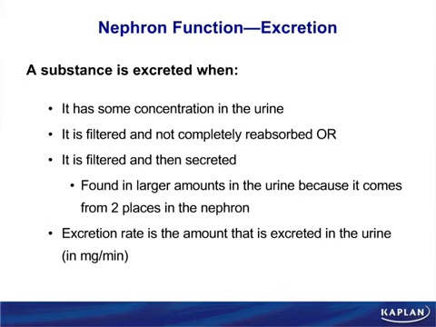Excretion rate. What is excretion rate? Excretion rate is the amount of a substance that is excreted in the urine in a minute. It's a rate. How fast is this happening? How many milligrams of substance X is being excreted in the urine in a minute? Milligrams per minute. That's the definition of excretion rate.